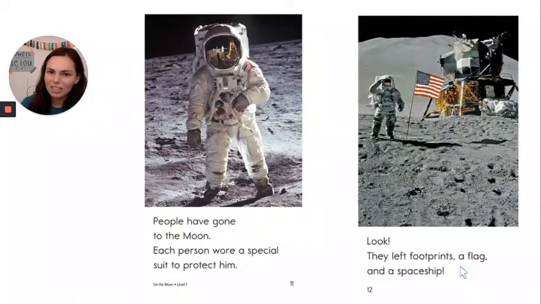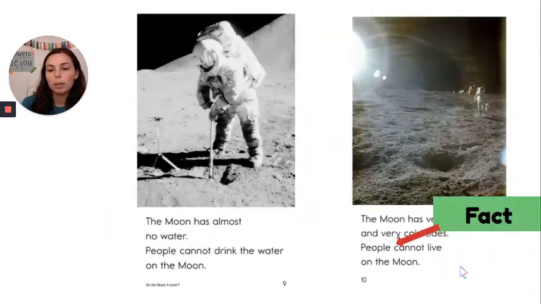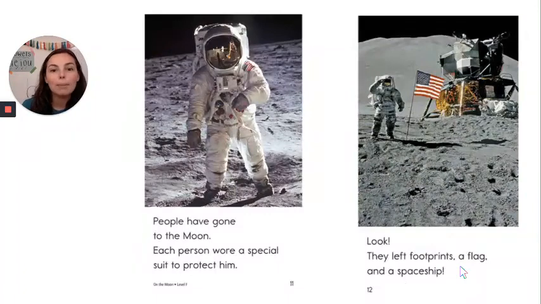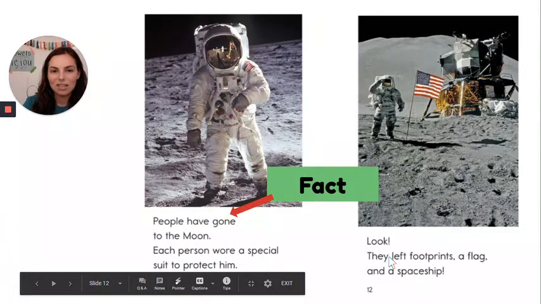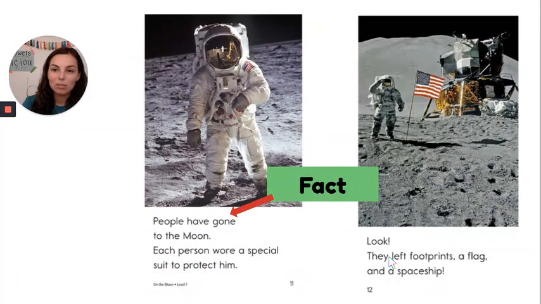People have gone to the moon. Each person wore a special suit to protect him. Look, they left footprints, a flag, and a spaceship. So I learned people cannot live on the moon, but some people have gone and visited the moon. So they need a suit to protect them. Very interesting. So that's another fact. People have gone to the moon.